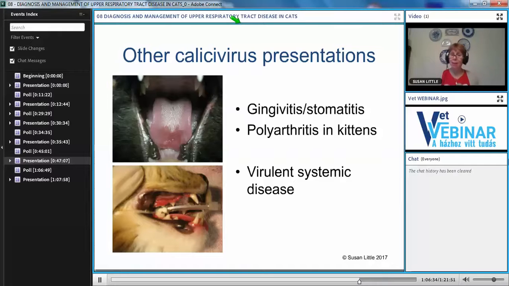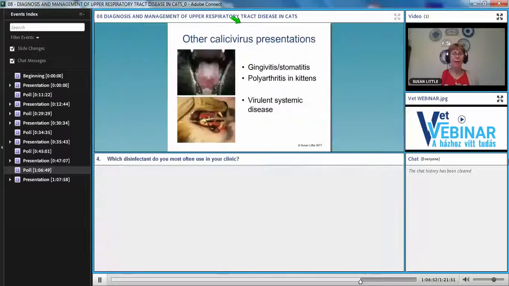So we can see stomatitis, gingivitis, young kittens, sometimes polyarthritis, but we also can see virulent systemic disease from calicivirus that we don't see with herpes virus. Just before I show you what that looks like, I'm going to send another poll in and ask if any of you have ever seen any of these virulent or hemorrhagic cases of calicivirus in your patients. They've mostly been reported in the US, but there have been cases reported in Europe.